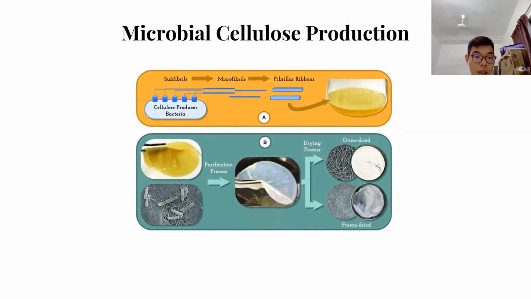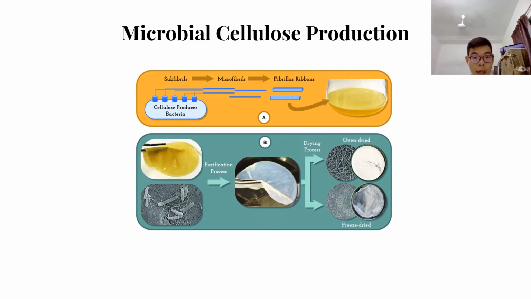So this is the microbial cellulose production, whereby cellulose is produced by bacteria consuming food. The bacteria consume food and produce cellulose chains. The cellulose chains combine and form microfibrils and finally fibrillar ribbons. You can see the fibrillar ribbons are a thicker substance which can then be extracted and handled.